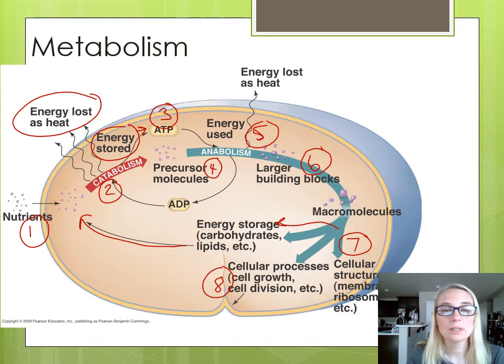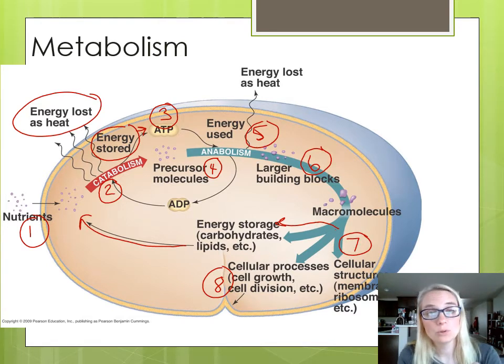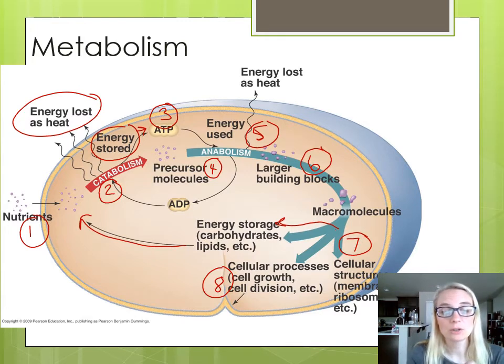You take in nutrients, you break those down, you release energy, you store that energy, you use those precursor metabolites with energy to make larger building blocks, you build more of your cells, and you divide. Simple as that, right? That's the life of a bacteria.